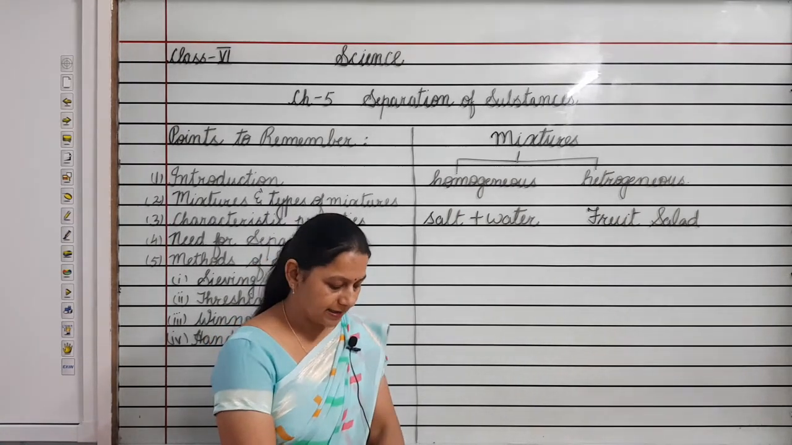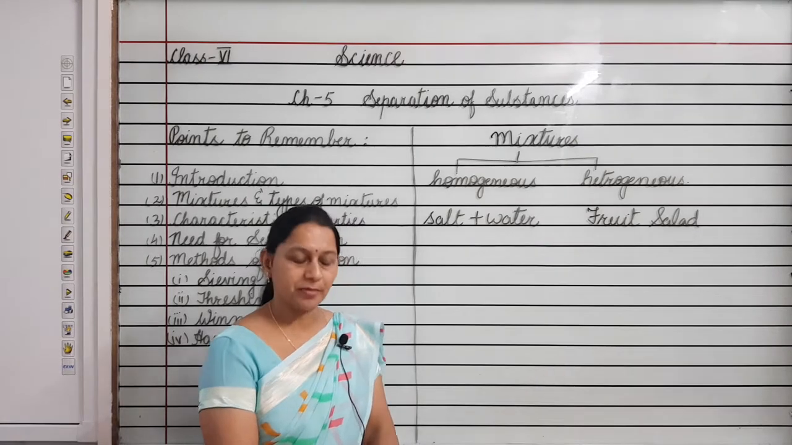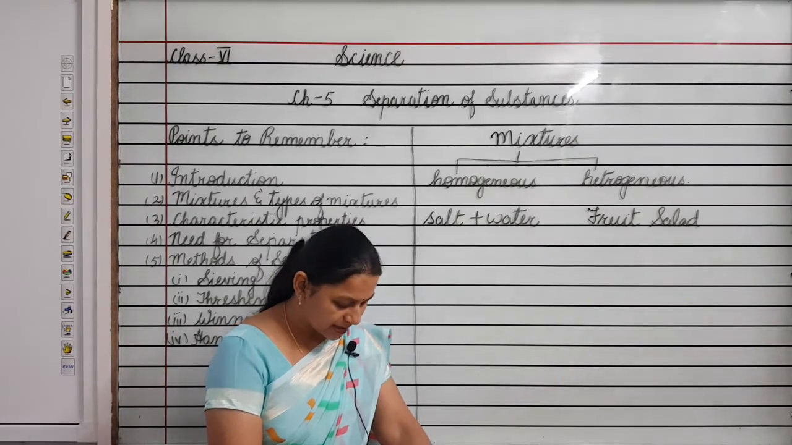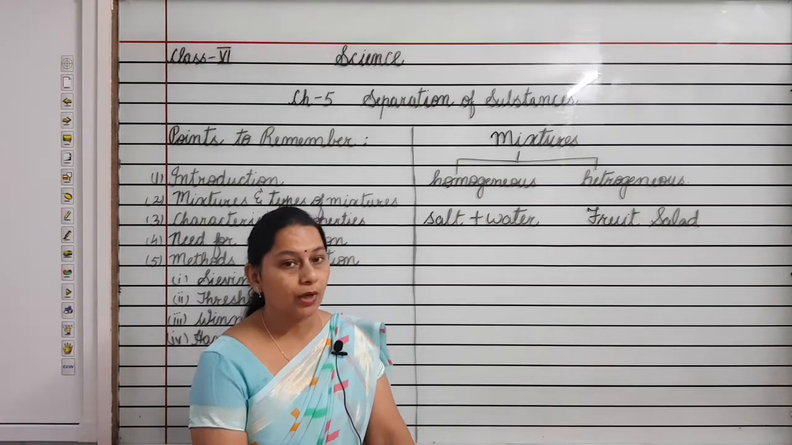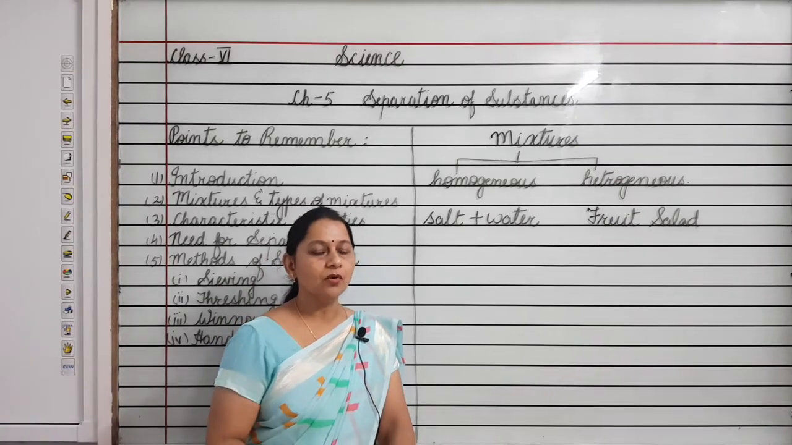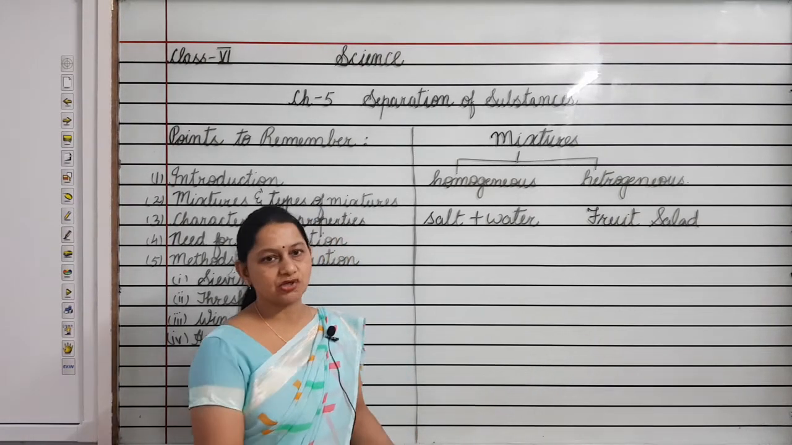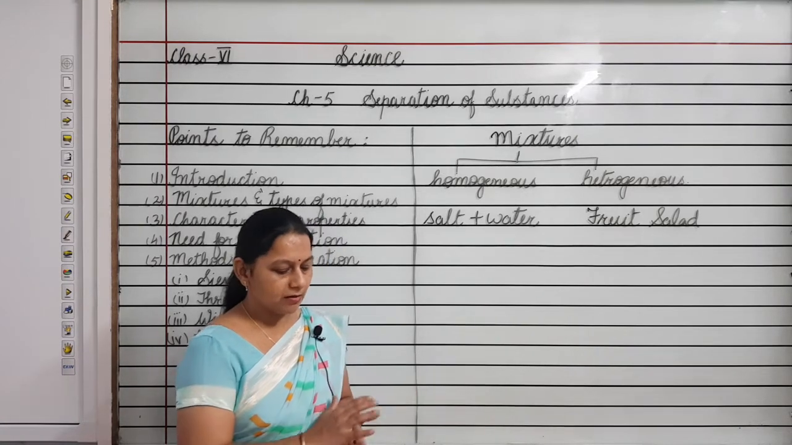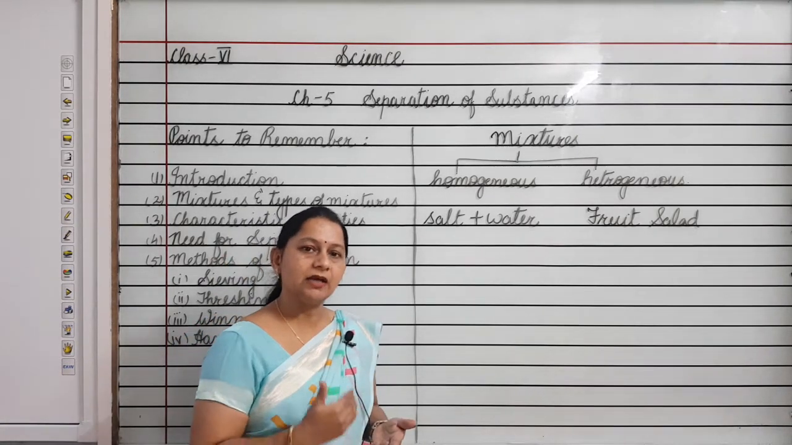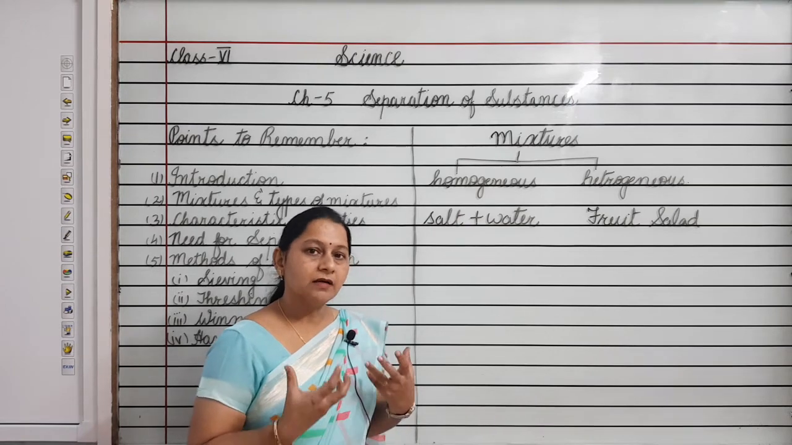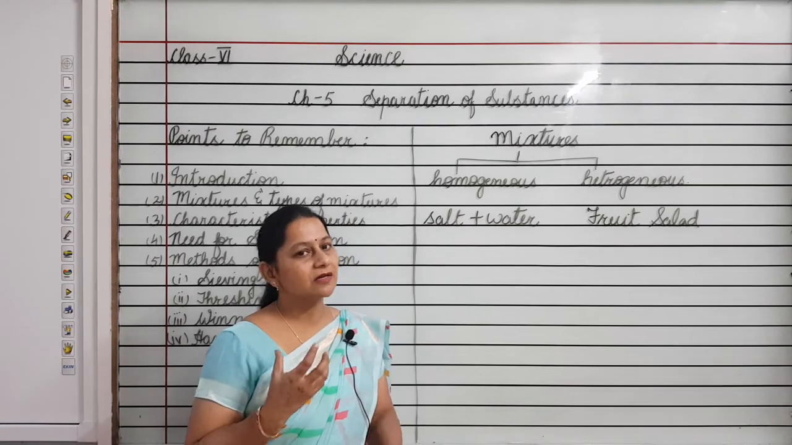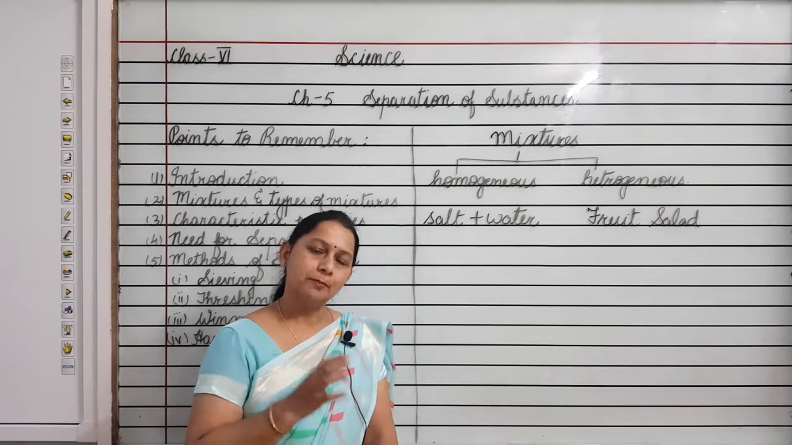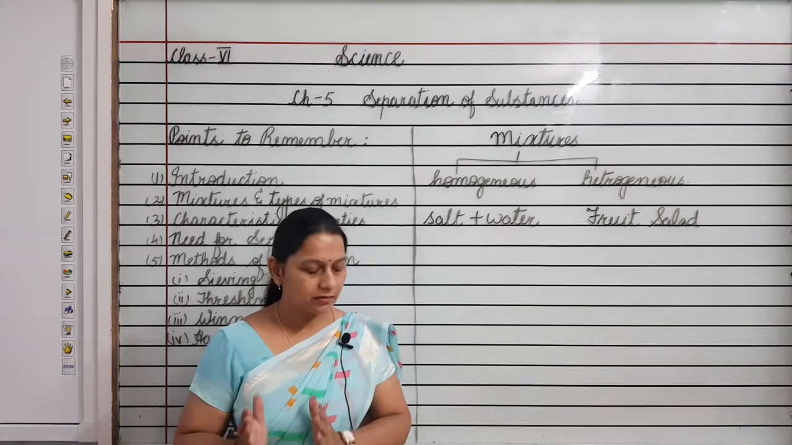The third characteristic property given in your book on page number 62 is variable composition. The composition of these mixtures is never fixed. They may be present in any composition, meaning the composition is not constant. The ratio may differ from mixture to mixture.